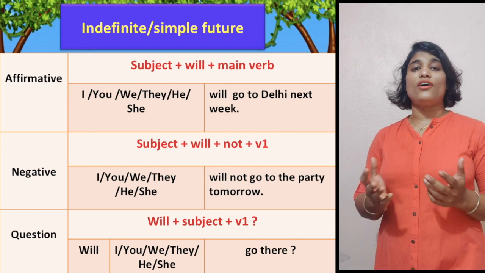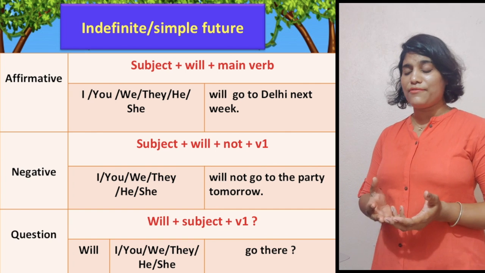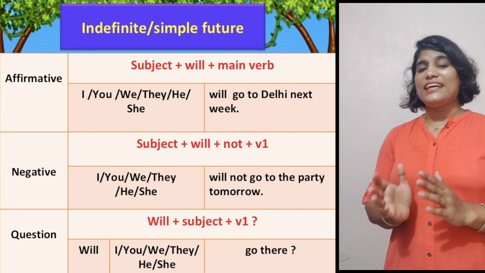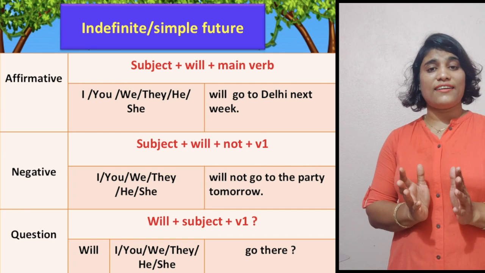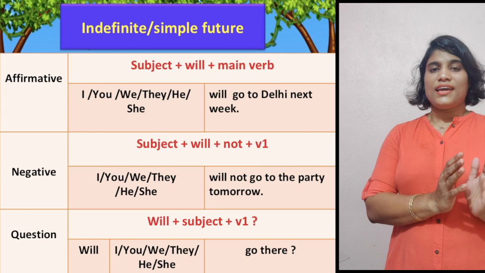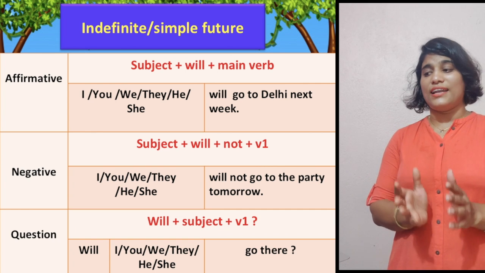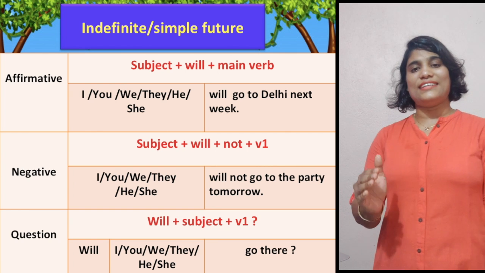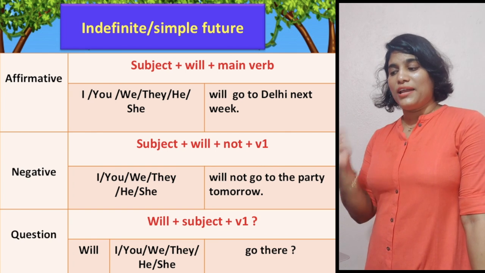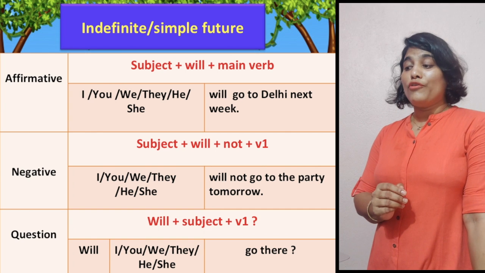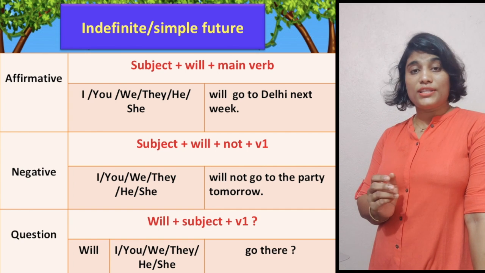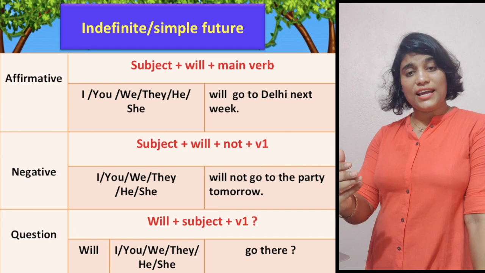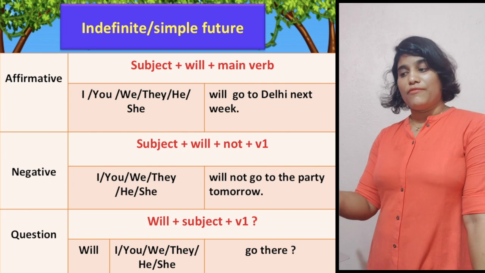And the question or interrogation is easier than ever. That is, you just change the position of the auxiliary and the subject. In case of interrogation, you put the auxiliary will at first and then the subject and after that the main verb. For example, will you go there? Here, will comes first, then the subject, and after that the main verb.